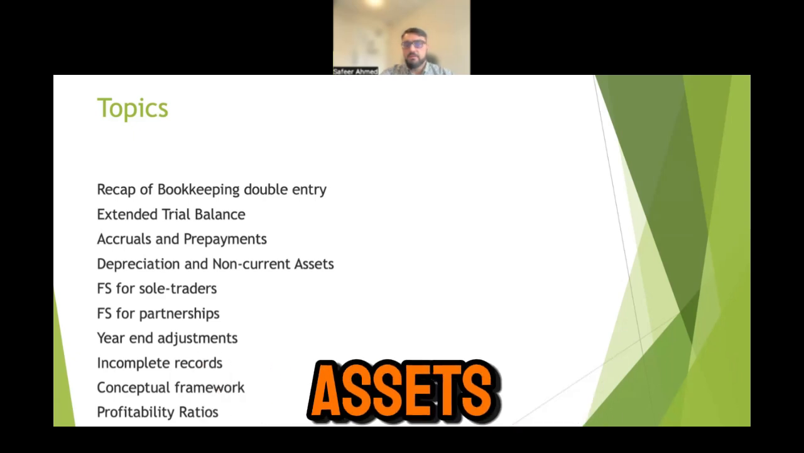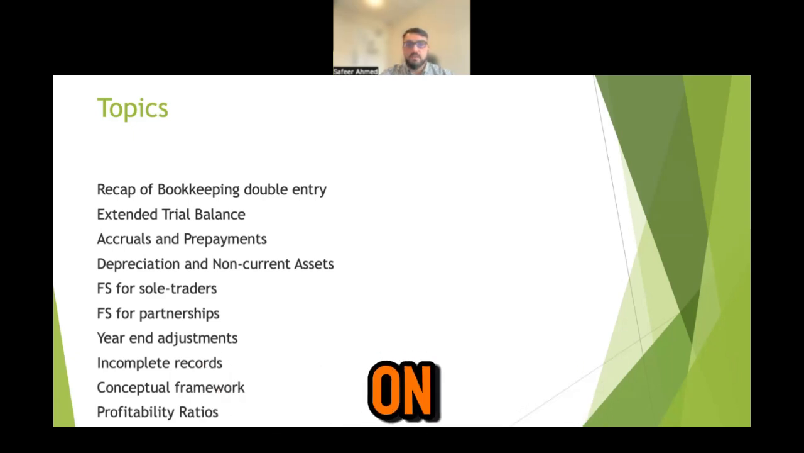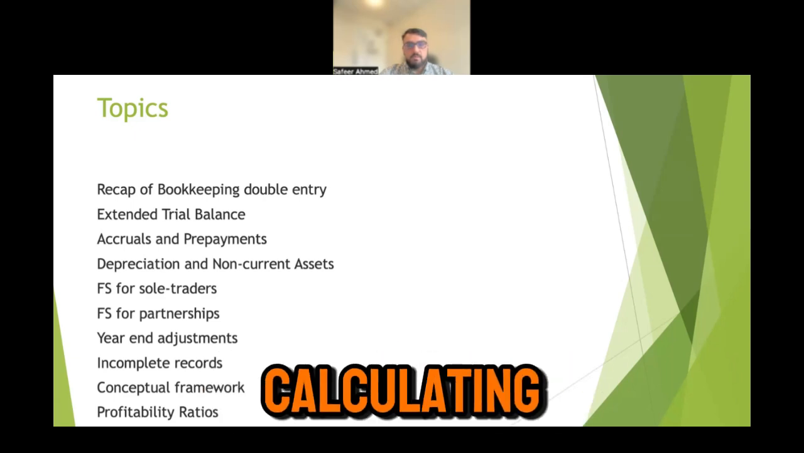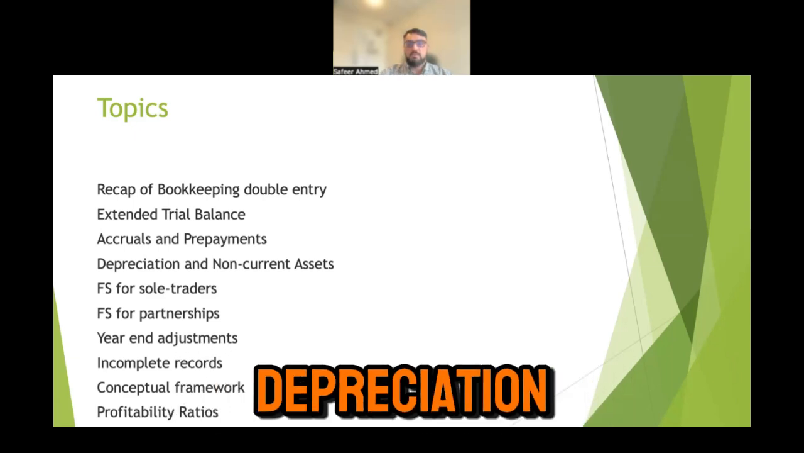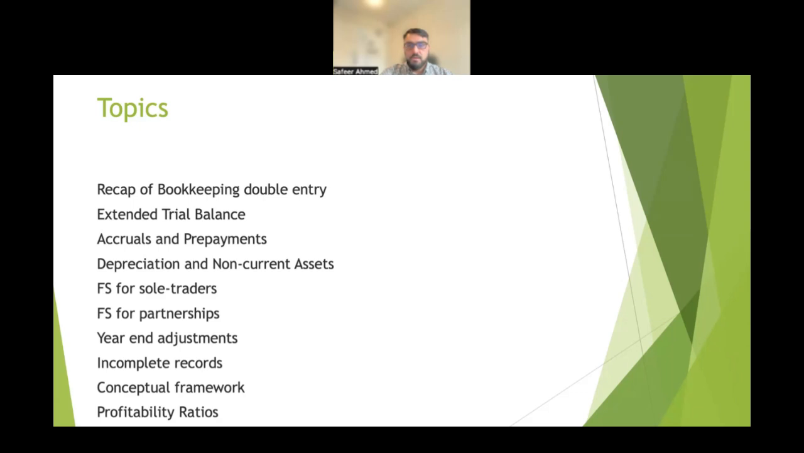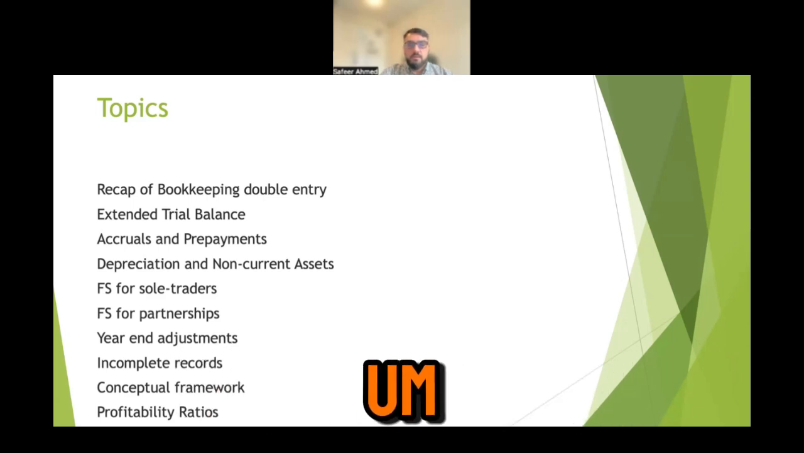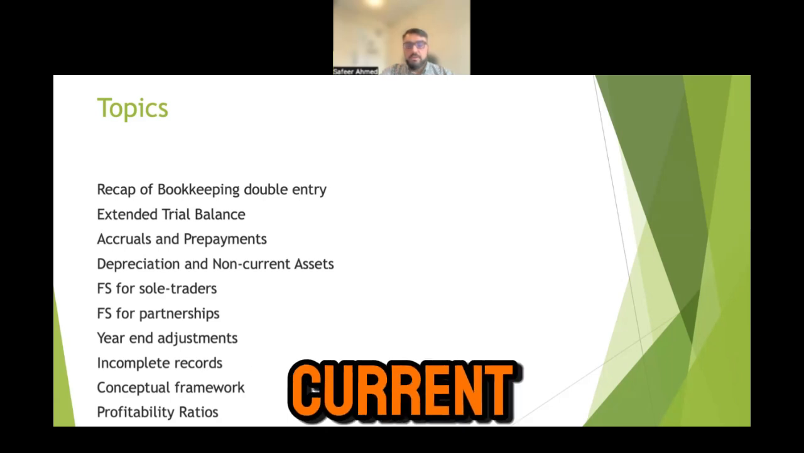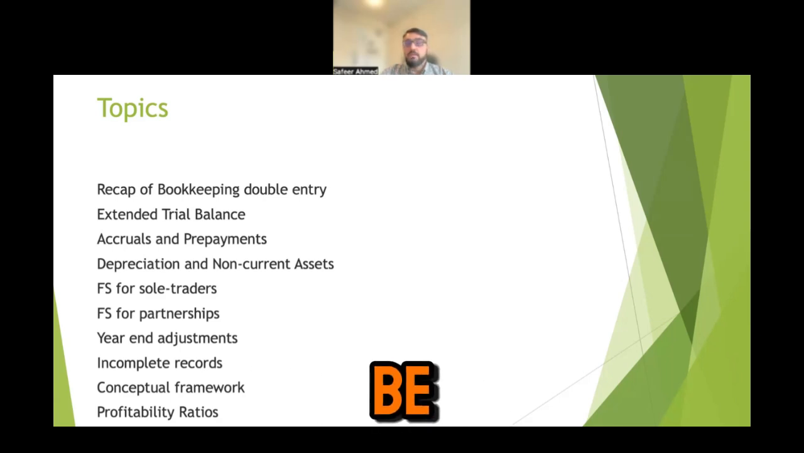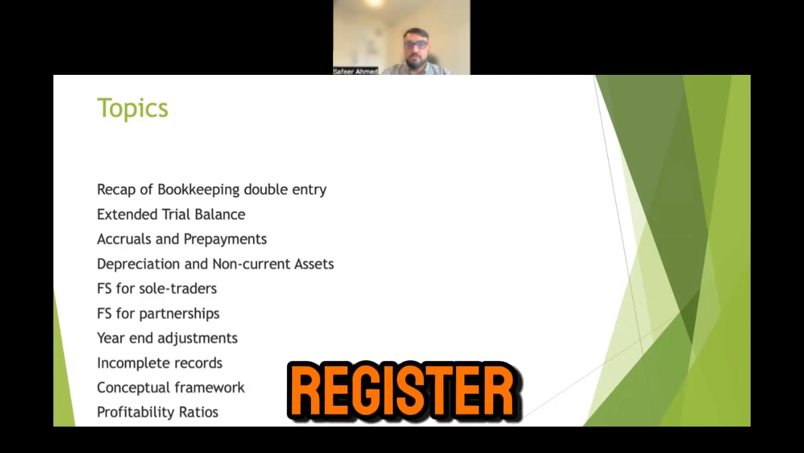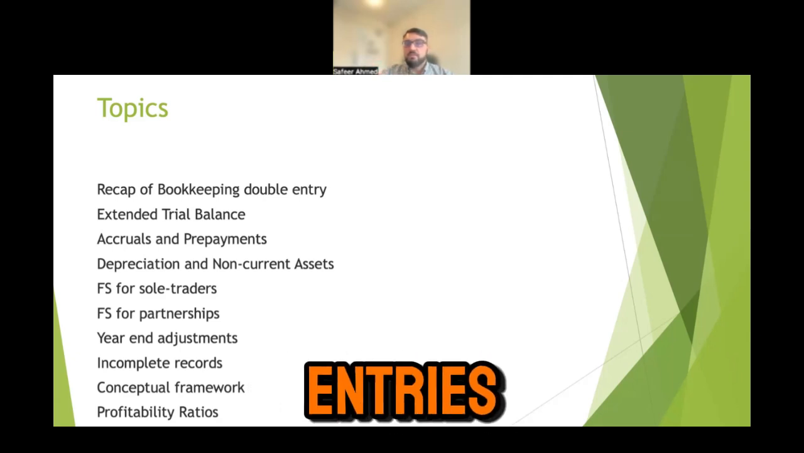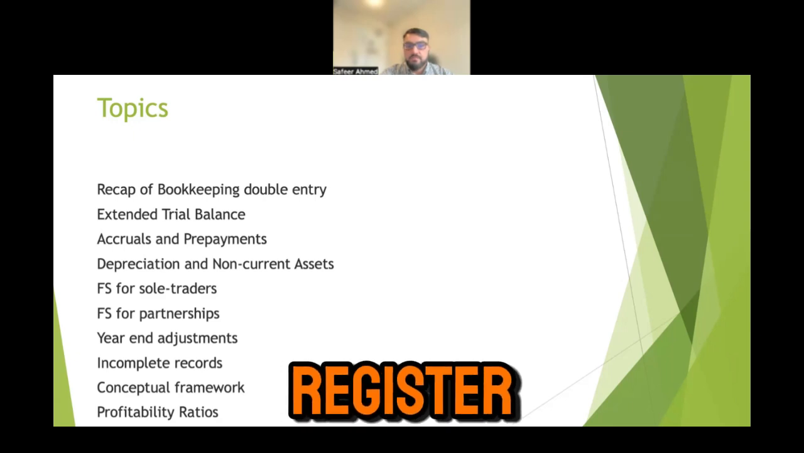Depreciation and non-current assets, normally one of your tasks is based on depreciation and non-current assets. And this will be in relation to, for example, calculating depreciation expense or depreciation charge for a year, or perhaps calculating accumulated depreciation for a non-current asset. It could also be the non-current asset register, where you might have to make entries as part of the non-current asset register.